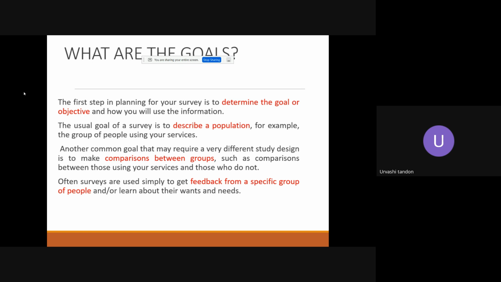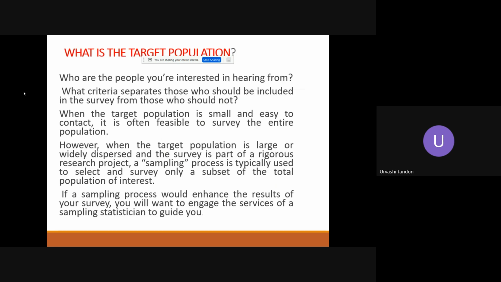Ideally, marketers conduct surveys because surveys are the best way to get feedback from a group of people, and accordingly they can modify their product. So I hope you all understand what the target population is. That is the people who will be filling your questionnaire, right? And again, it is your bias, your way of deciding whom you want to include in your survey, right?